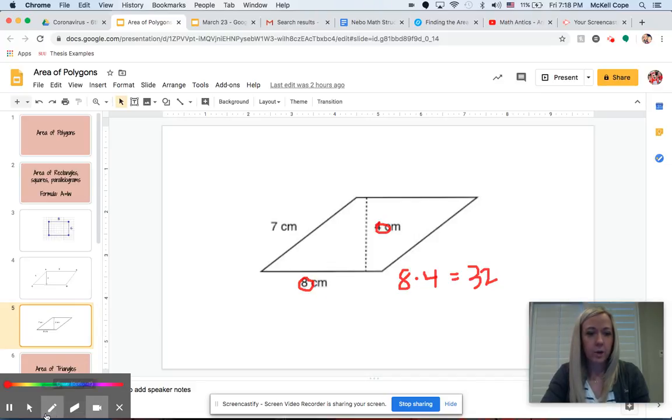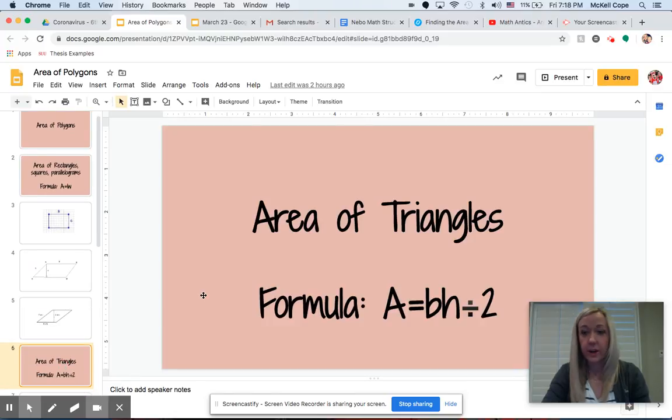So now we are going to move on to area of triangles. Okay, so I'm going to show you, if you forgot or if you don't remember, and we'll see if I can figure this out here. Okay, so to find the area of this rectangle, we are going to do base times height, right? Just like we have practiced. But triangles are basically the exact same thing, except we have one extra step.